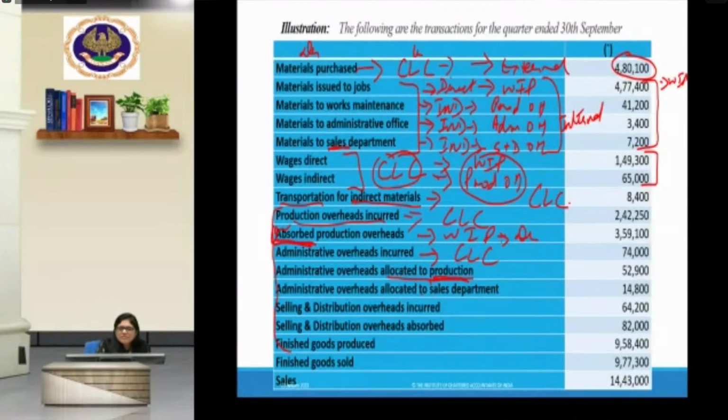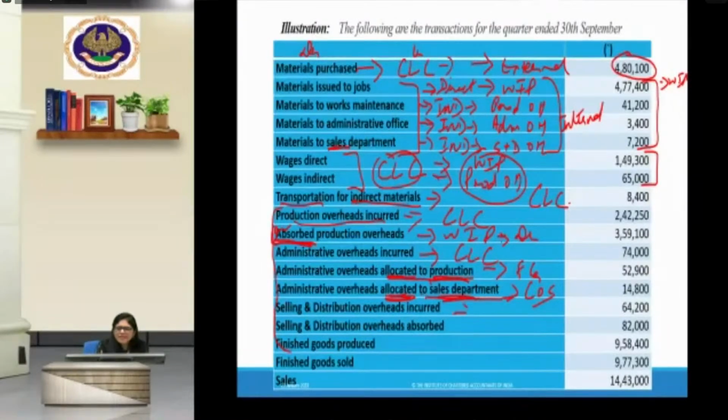Admin overheads are also allocated to sales department. So you can transfer to finished goods also and to sales department. There could be some salesman's salary we have to pay. So admin overheads allocated to production: finished goods control account debit to admin overhead. Allocated means absorbed. They're also allocating some part of admin to sales, so cost of sales account debit to admin overheads control account.